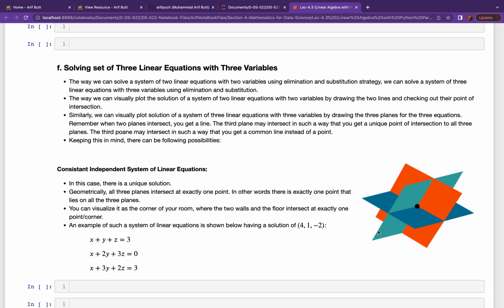And this is the image that shows the three planes of these three equations: green, blue, and red, each representing one equation. You can visualize it as the corner of your room where the two walls and the floor intersect at exactly one point, that is (4, 1, -2). So this one point resides on all these three equations. If you put x equal to 4, y equal to 1, and z equal to -2, all these three equations will be satisfied. So such a system of linear equations is called a consistent independent system of linear equations.